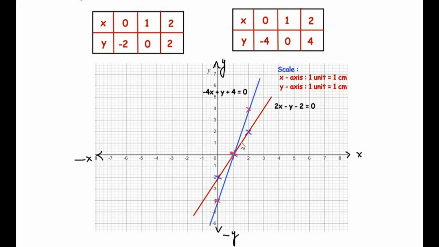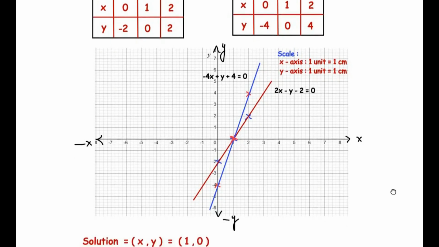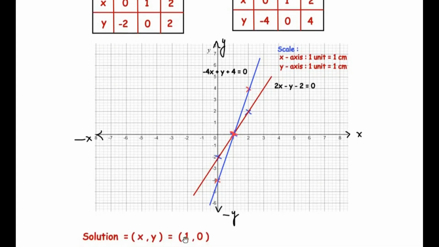Now once we have got these two lines, we have to solve it graphically, which means we have to take the coordinates where the two lines meet each other. So here we can see that this is the point where the two lines meet each other, and this is on the x-axis at x equal to 1 and y equal to 0. So the point of intersection, or the solution of these two given equations, is going to be 1, 0. So here we have written the solution: x, y equal to 1, 0.